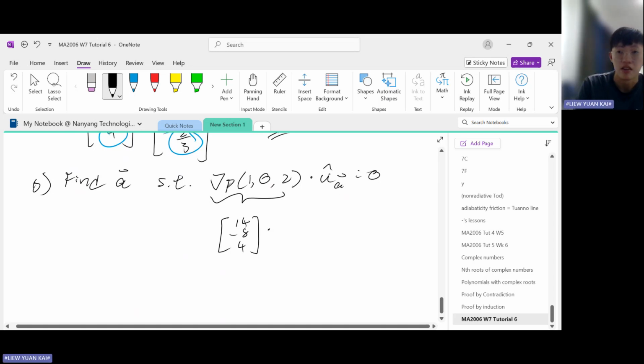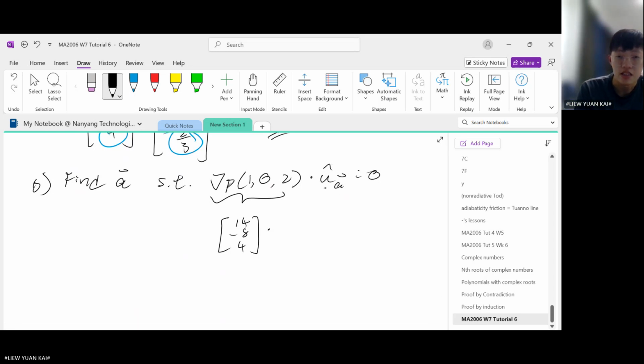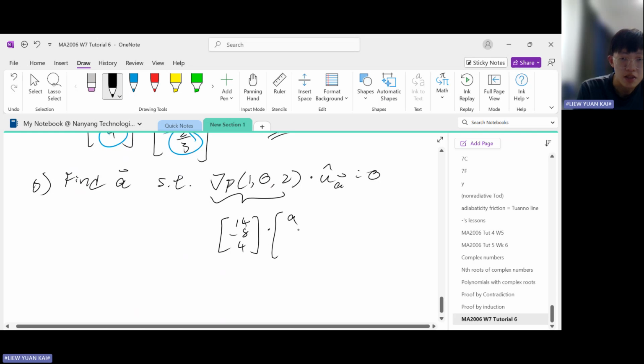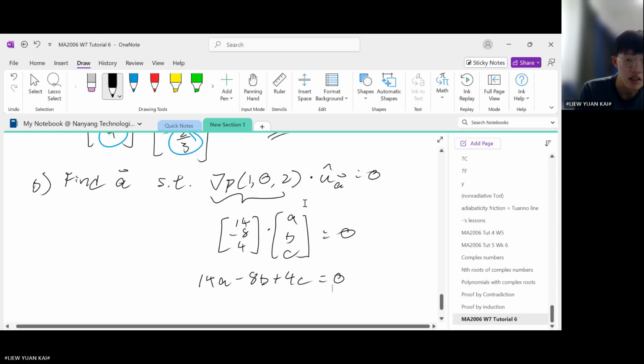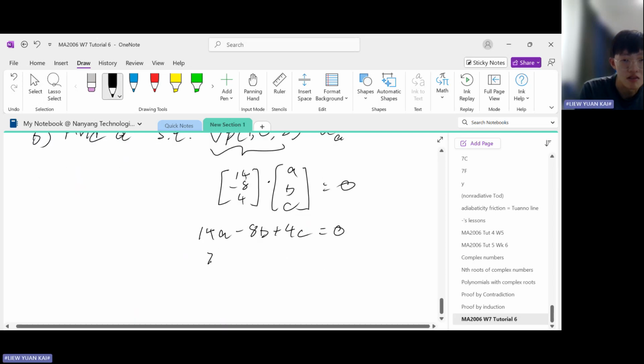So I'm going to define this unit vector to be a, b, c because we don't know the entries. We just represent the entries as a, b, c. These are unknown entries. Then we do the dot product, which means x times x plus y times y plus z times z. So 14a minus 8b plus 4c is equal to 0. So I can divide everything by 2.